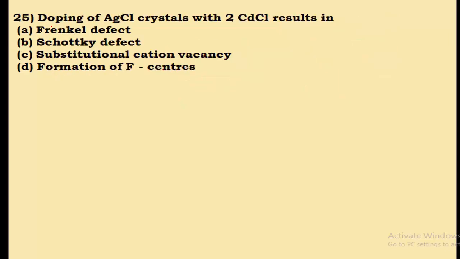Next one, 25th, doping of AgCl crystals with CdCl2 results in. So this is an example of impurity defect. Impurity defect that you have already learned can also be known as substitutional cation vacancy, because Frenkel defect and Schottky defect will not result in the defect. Only substitutional cation vacancy will be formed. And this one is the right one, option C.